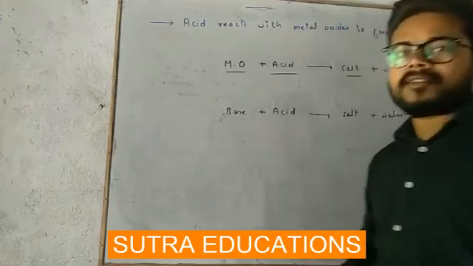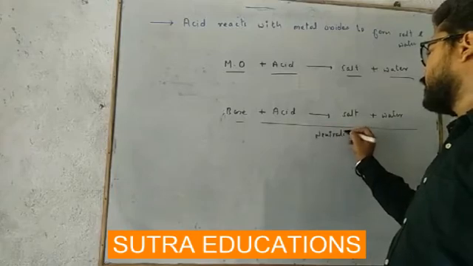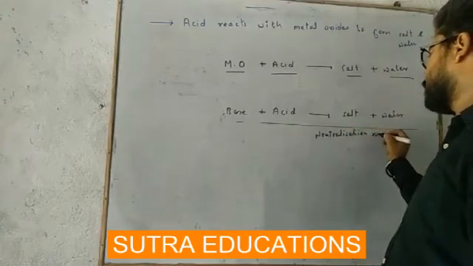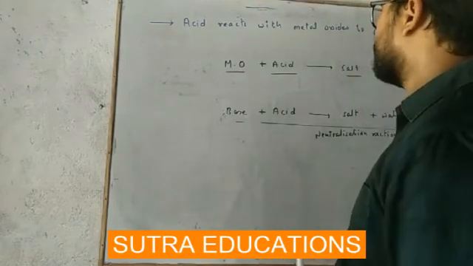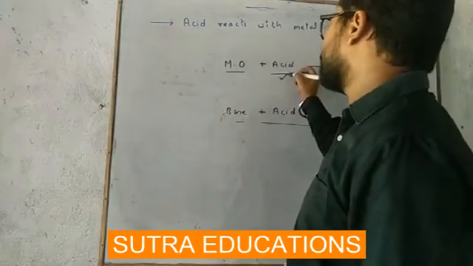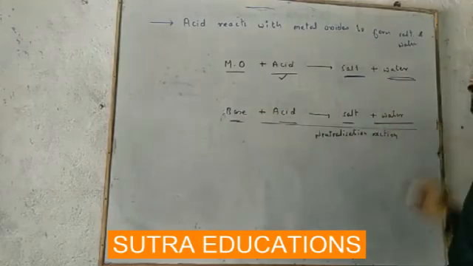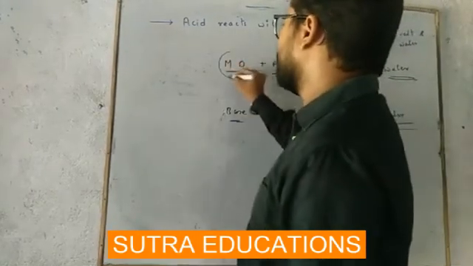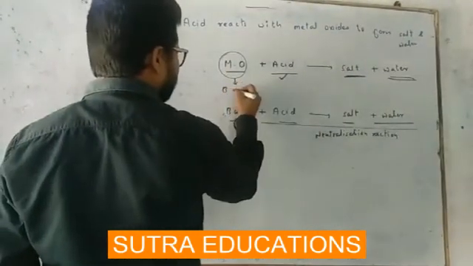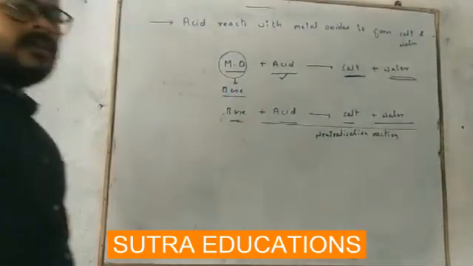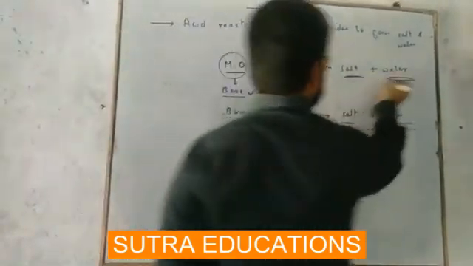This is also called a neutralization reaction. And now it is written: acids react with metal oxides to form salt and water, same as base plus acid reacts to form salt and water. So here metal oxide is basic in nature. So we can say metal oxide is a base. And we know base plus acid gives salt and water, and the same here, base plus acid gives salt and water.